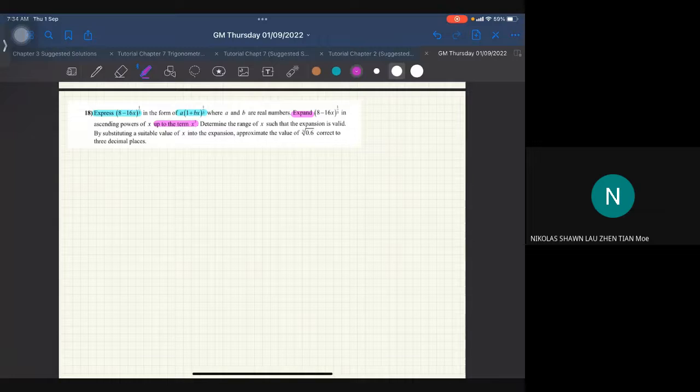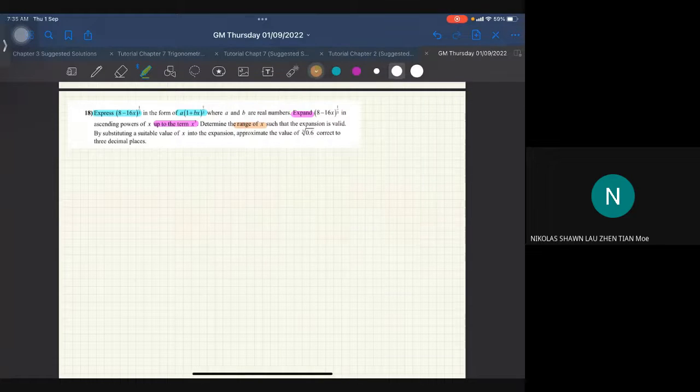So soalan ni sama macam soalan previous tadi. Dia nak kita cari sampai ada dapat x kuasa 3. So x kuasa 3 ada dekat sebutan yang keempat. Okay. And then dia minta kita determine the range of x such that the expansion is valid. So range of x, the third thing. And then by substituting a suitable value of x in the expansion, approximate the value correct to 3 decimal places.